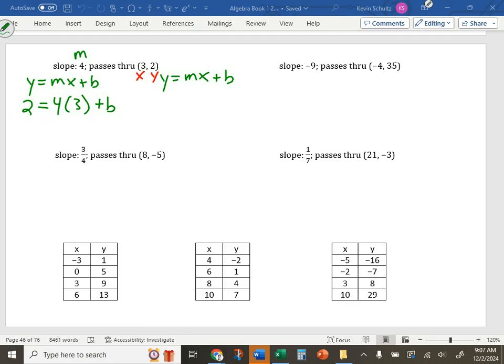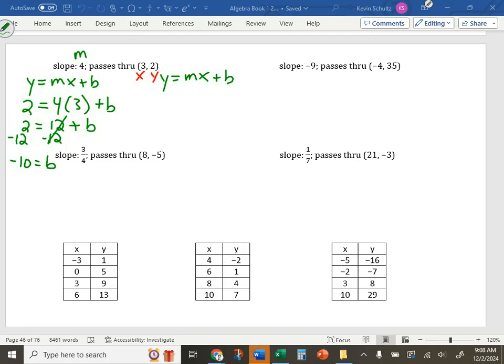Because we only have one variable left, right? How would we solve this? It's basically a two-step equation. So you do the multiplication, 4 times 3, which would be 12, and then 12 plus something equals 2. Okay? And how would we solve that? What method, what strategy would we use for that? 2 minus 12, opposite operations, right? It's a one-step equation. We want to get b by itself, so we're going to subtract 12 from both sides. 2 minus 12 is negative 10, which means that negative 10 is our value for b.